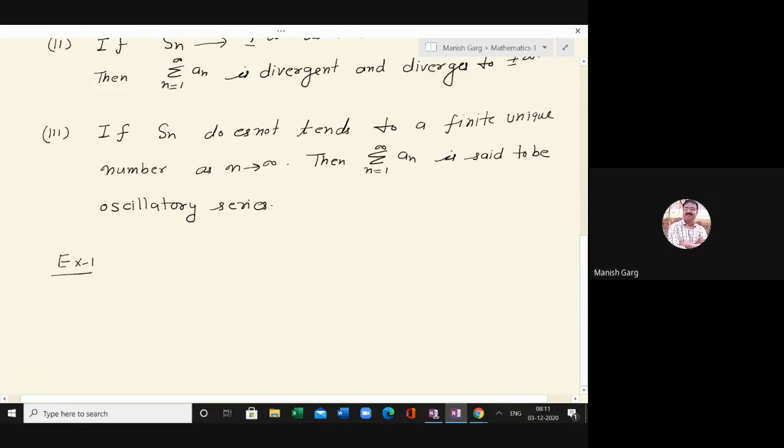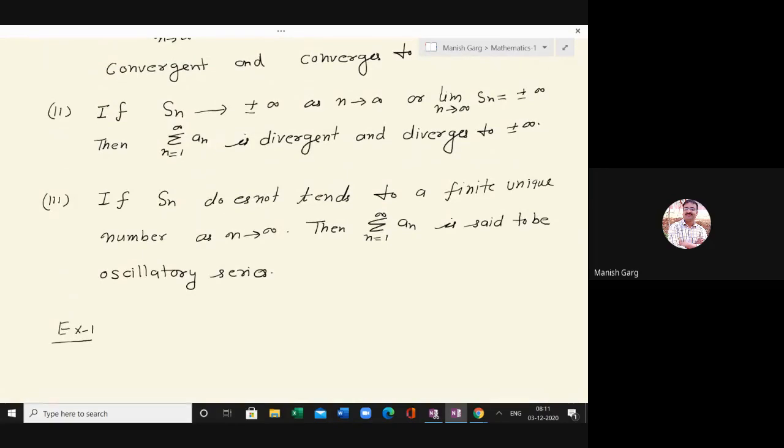Second, third, it is saying, suppose you have a series Sn. This is approaching plus or minus infinity as n tends to infinity. Then it is said to be non-convergent.